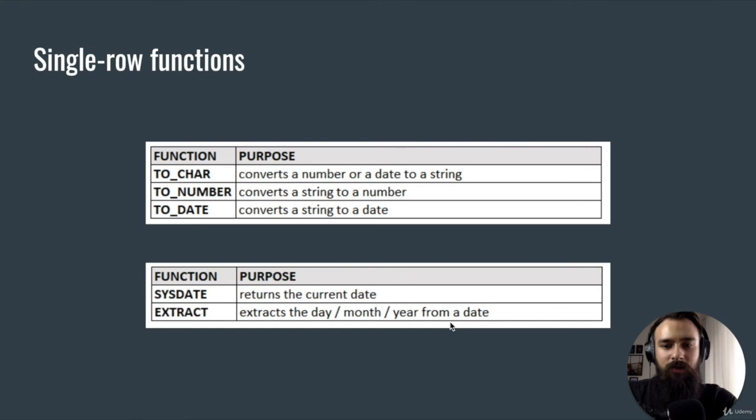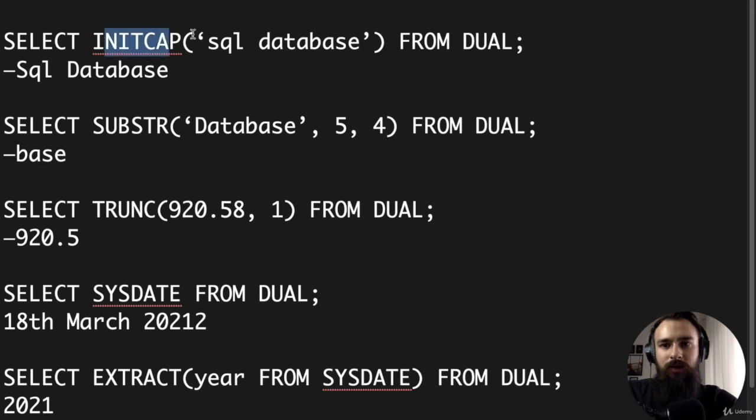The thing that makes these functions similar is that they are affecting only one row. So you can apply one of these functions on only one row. As you see, we apply InitCap on one piece of information and we get one piece of information in return.